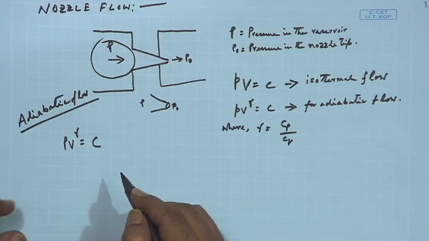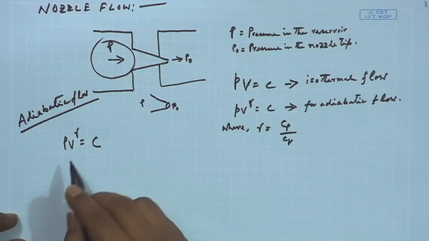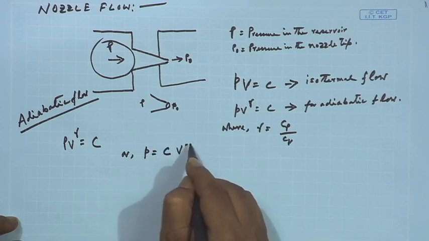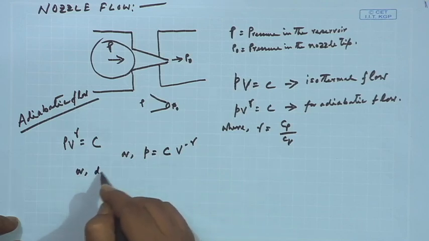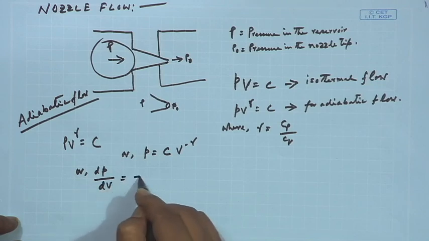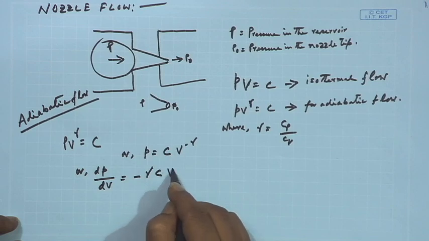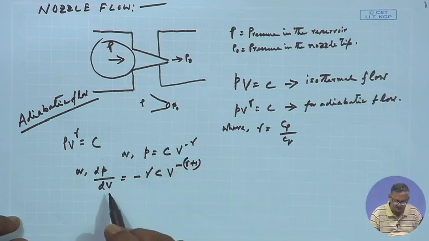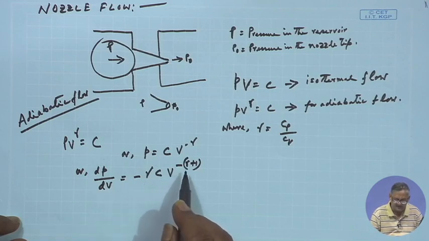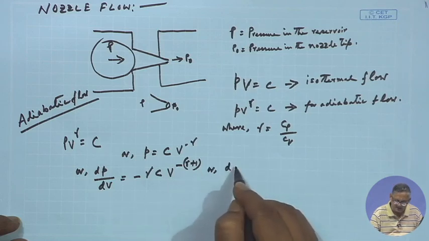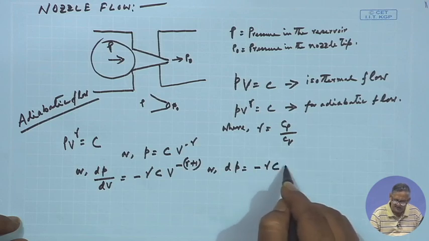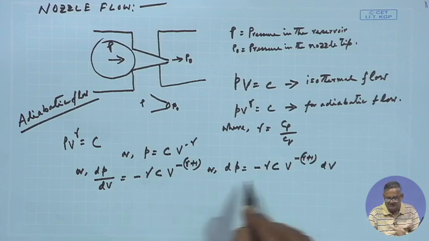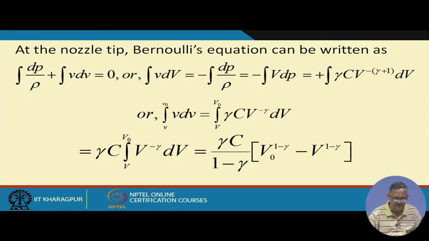Where gamma is the heat capacity ratio at constant pressure and constant volume. So if PV gamma is constant, then we can write P equals C times V to the power minus gamma. Or we also can write dP over dV is equal to minus gamma C V to the power minus gamma plus 1, or we can write dP is equal to minus gamma C V to the power minus gamma plus 1 into dV. So this relation for dP over dV we can write.